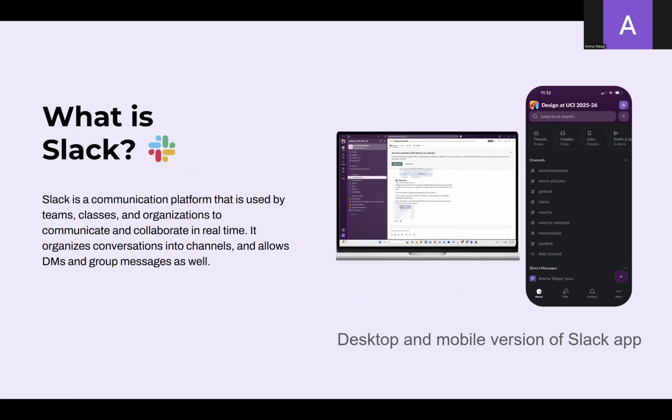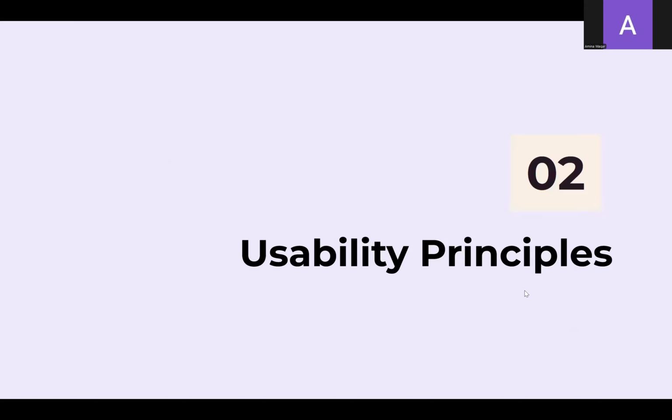So, starting off with what is Slack? Slack is basically a communication app for groups, teams, and organizations. It organizes conversations into channels for different topics and also has direct messages and group chats. You can also share files, links, and updates, so it becomes that main collaboration. And the best part, it is accessible on desktop and mobile devices, as you can see on the right-hand side in the images.